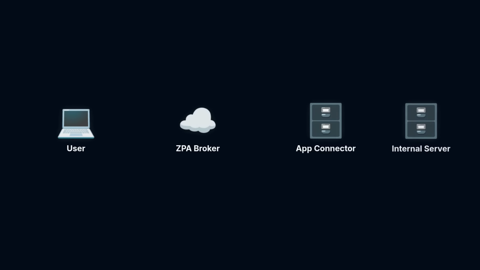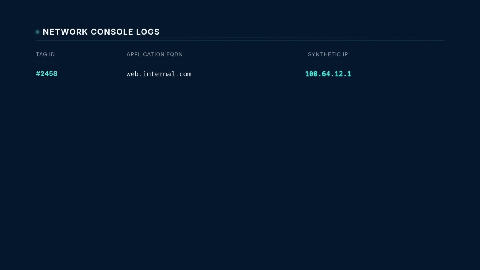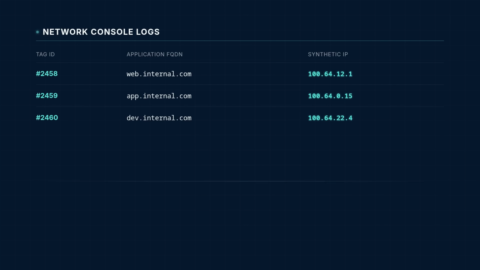User traffic now flows securely through these tunnels, relayed by the app connector to the end server. The server responds back through the same path, completing the secure transaction. Each FQDN request is assigned a different synthetic IP and a unique tag ID number, which can be used to trace the connection in the console logs.